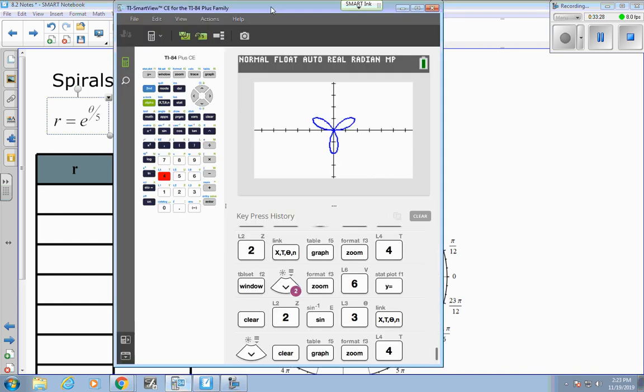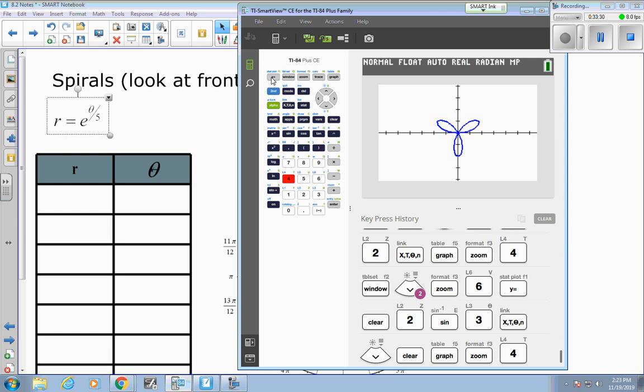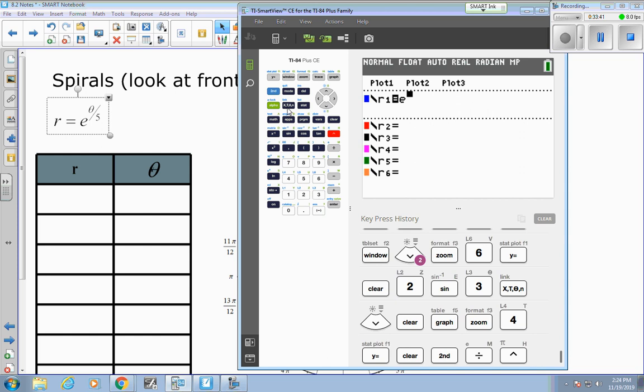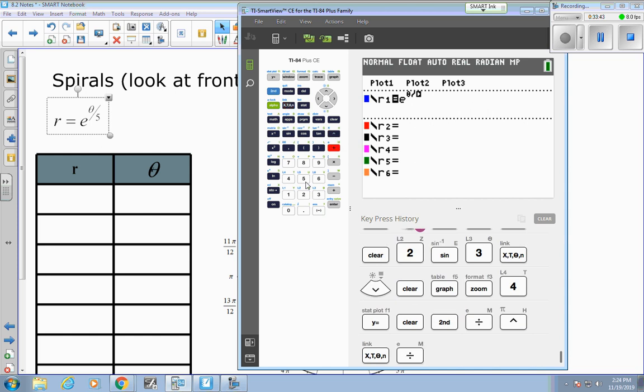So what? It's over 5. e to the theta over 5. This is for spirals. e is a number, 2.718, the exponential number e. Euler's number. Yes.